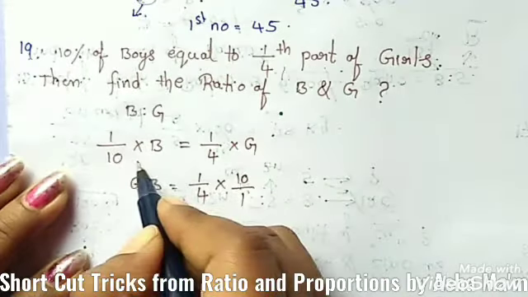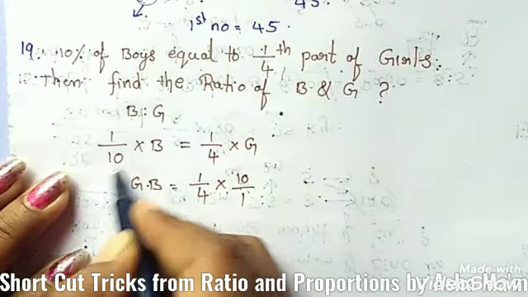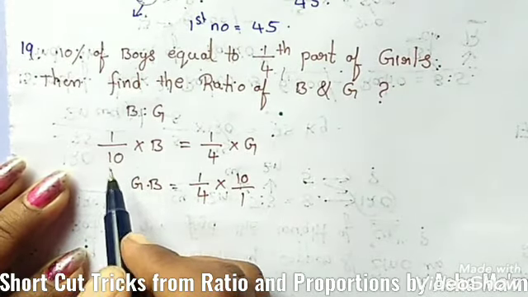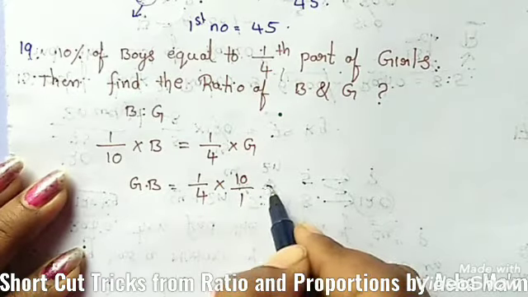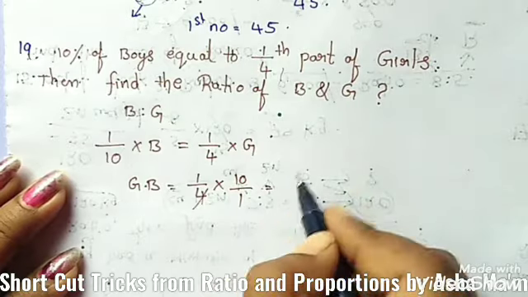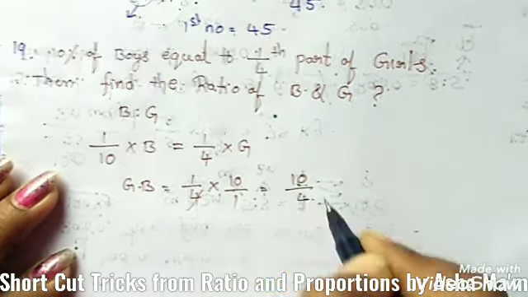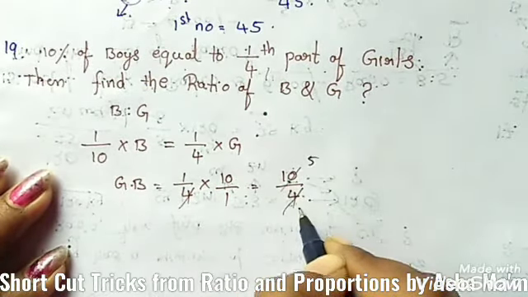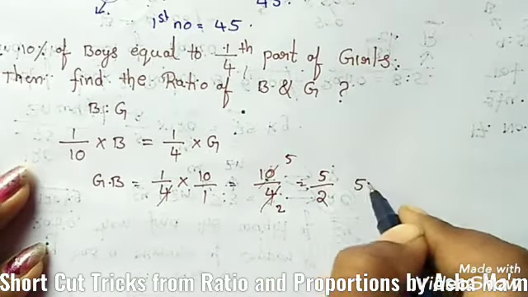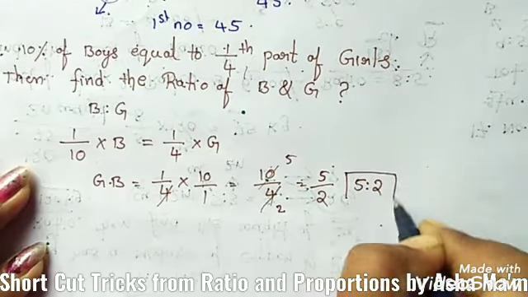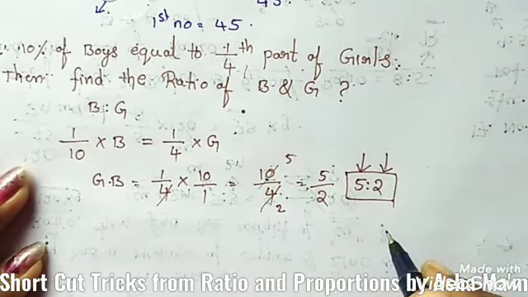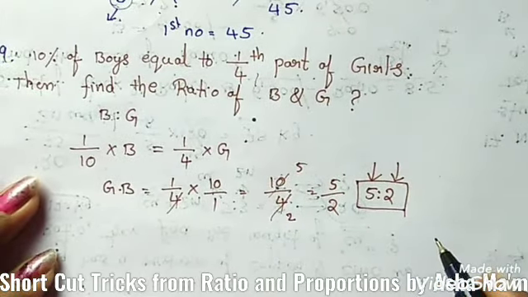This fraction, if you change the place of this fraction, it will become its reciprocal, that is only 10 by 1. Now we can write like this, 10 by 4 simply. Now 5 times, here 2 times, so 5 by 2, nothing but 5 is to 2. This is the ratio of boys and girls. 5 stands for boys, 2 stands for girls. This is the answer. Right.